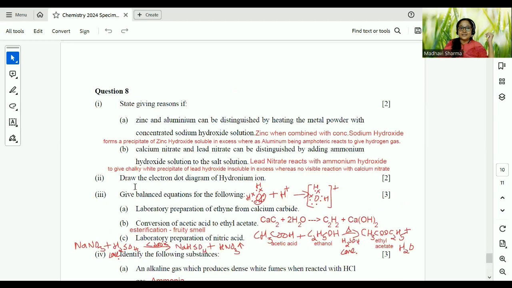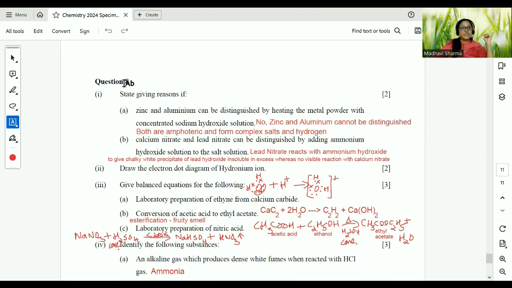Question number 8: state, giving reasons, if zinc and aluminium can be distinguished by heating the metal powder with concentrated sodium hydroxide solution. No, zinc and aluminium cannot be distinguished using concentrated NaOH. The reason: both are amphoteric and both form complex salts. Zinc will form sodium zincate, aluminium will form sodium aluminate, and both will give off hydrogen.